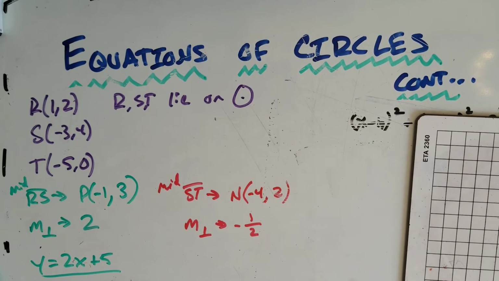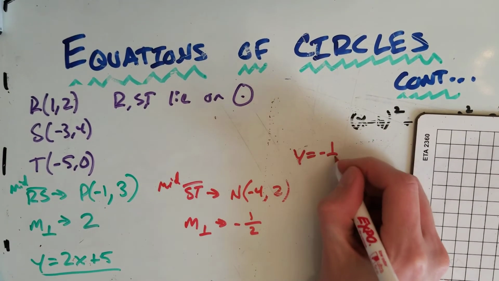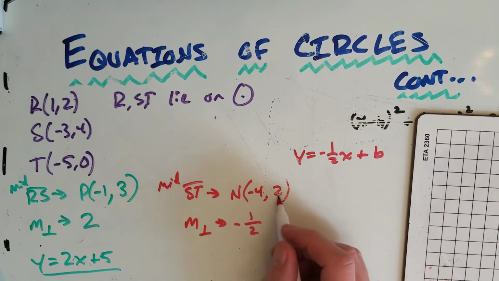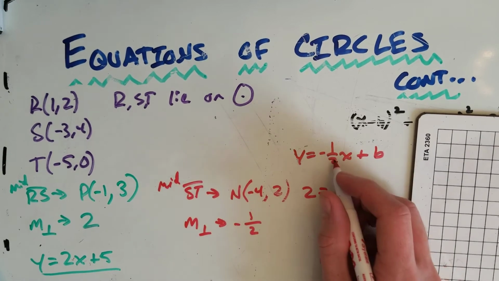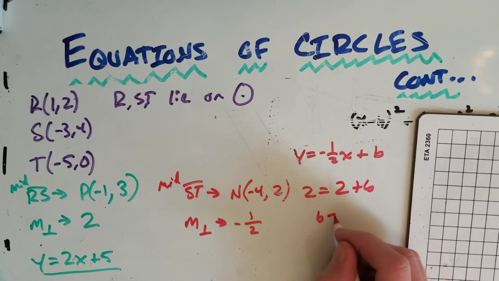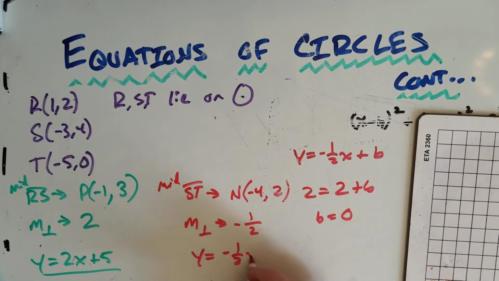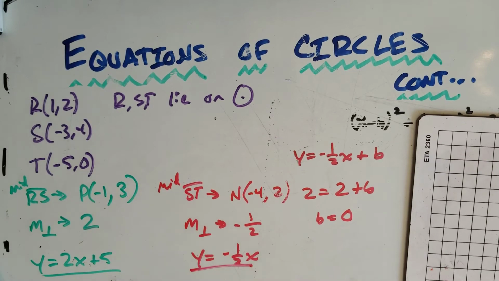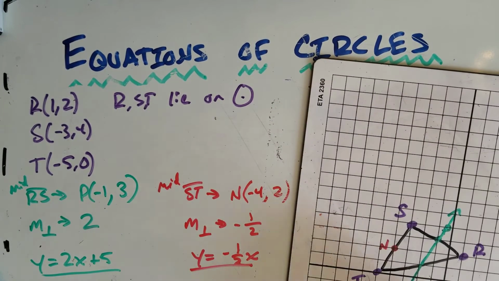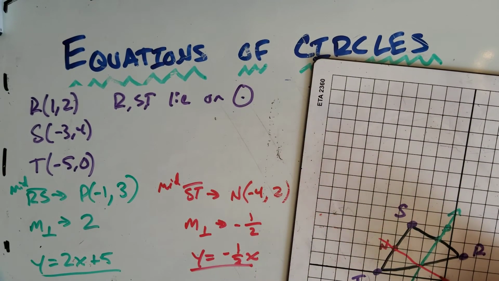Then the perpendicular bisector for ST, where we know it's going to be y equals negative 1/2 x plus b, we can substitute in, y is 2, and x is negative 4, so this whole thing simplifies to 2 plus b, so b is 0. So our equation is y equals negative 1/2 x. And if we go over here, negative 1/2 x would look like this.